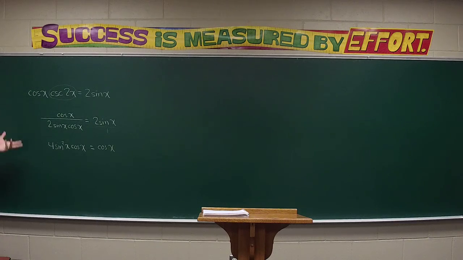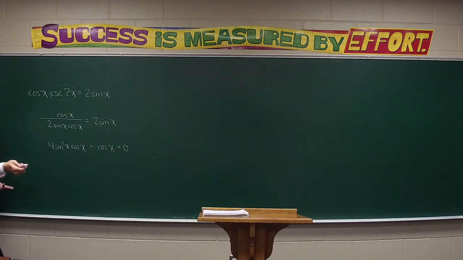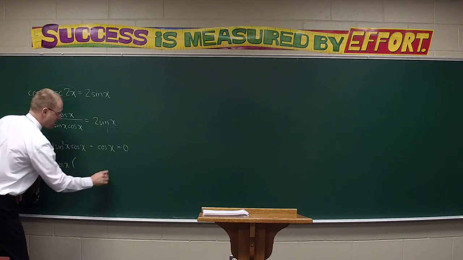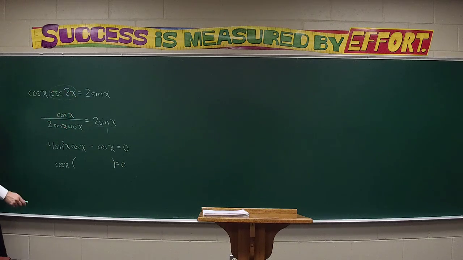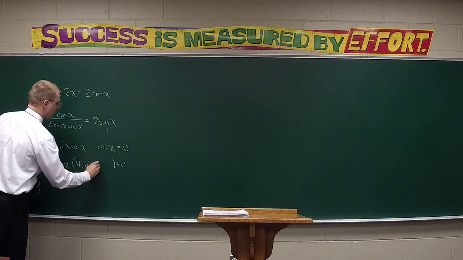And now we can set it equal to 0, class. Move the cosine over as a negative, and now it equals 0. And now that it's set equal to 0, we can factor. We can factor out a cosine chi to leave us with 4 sine squared chi minus 1.